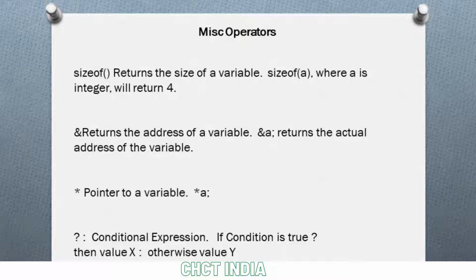Pointer is pointing to a variable. Pointer means value stored at the address location inside the variable. Next is conditional expression, in which if the condition is true then value of x will be printed, otherwise value of y.